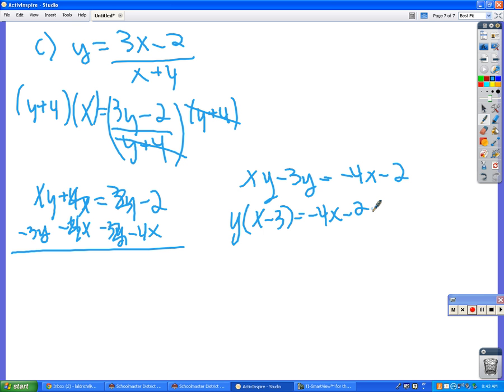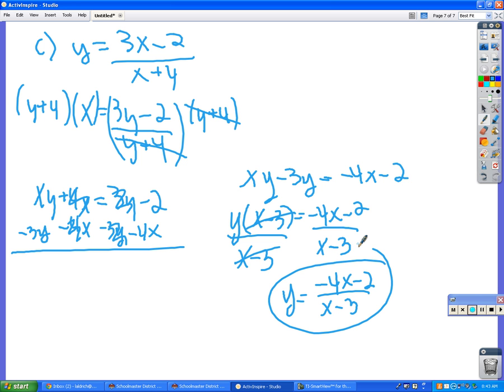Now what do I do to get rid of this x minus 3? Divide both sides by x minus 3. So those cancel, and on the left, y equals (negative 4x minus 2) over (x minus 3). And you can do that where all those signs are switched, depending on which way you're putting things.